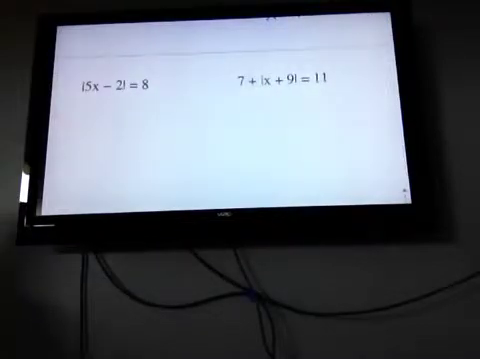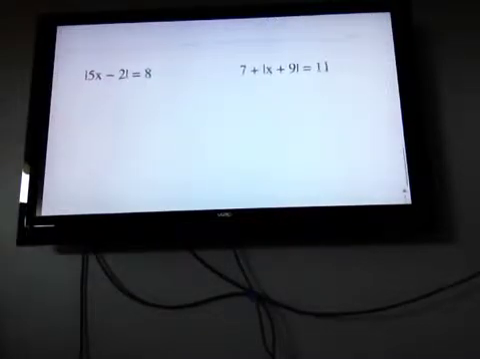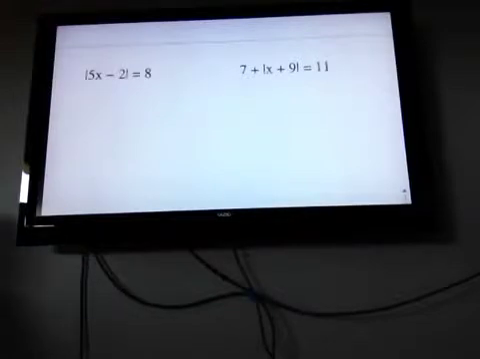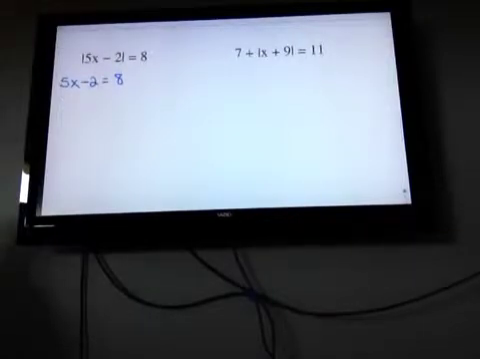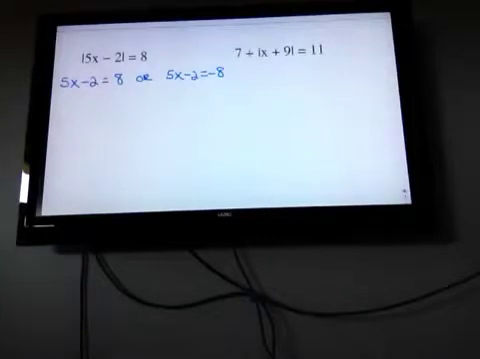Okay, next one. Absolute value of 5x minus 2 equals 8. Think 2. Case 1 looks the same. 5x minus 2 equals 8. In case 2, I'm just going to change that 8 to a negative. And then I'm going to solve them both.